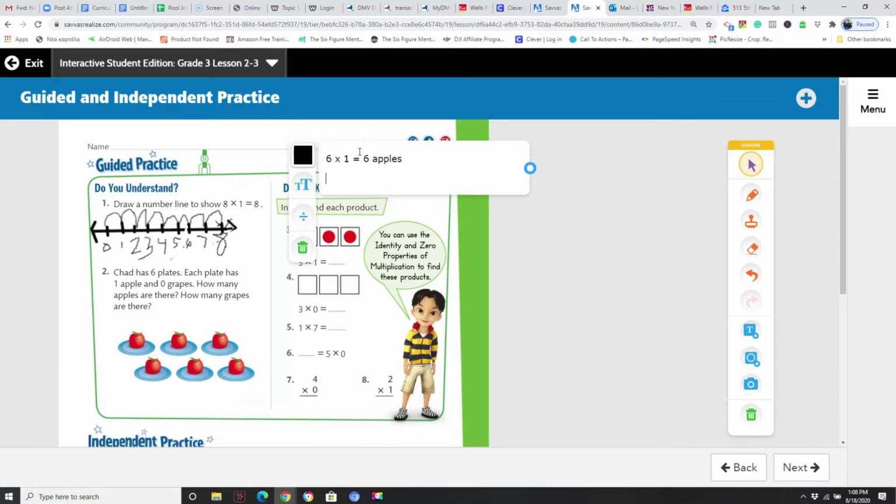Okay, the next one, how many grapes are there? Well, I have 6 plates. My groups are the same, right? And I have 0 grapes on each plate, and that gives me 0 grapes.